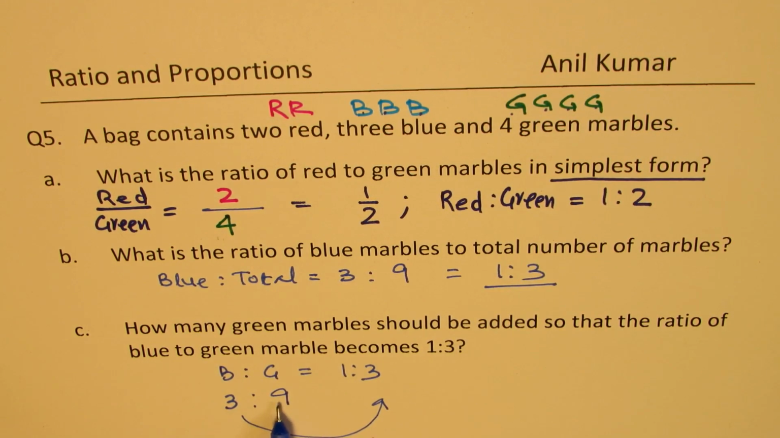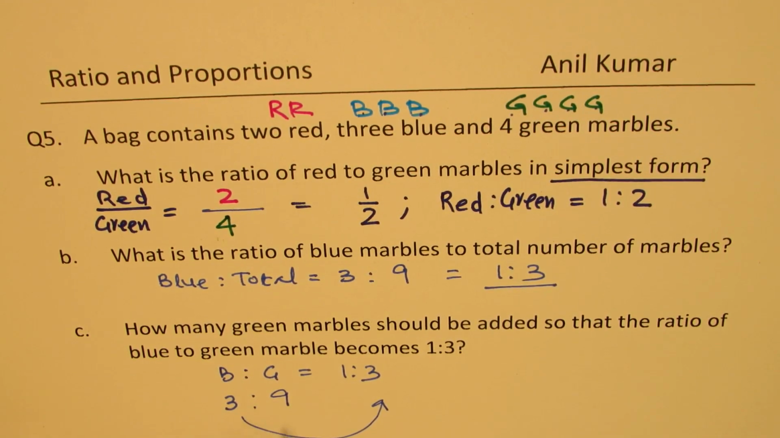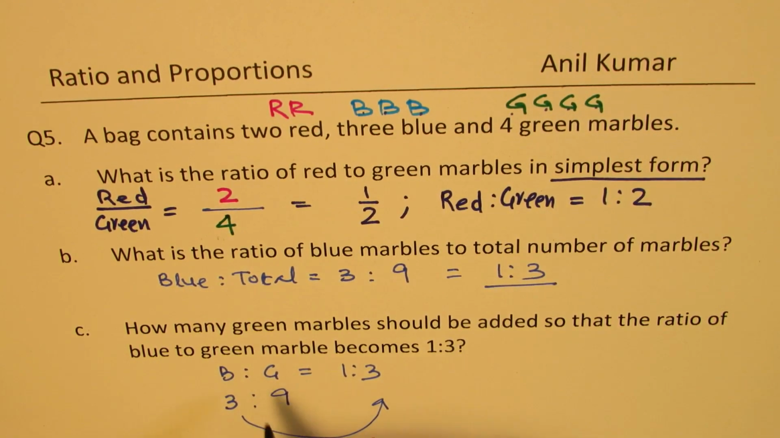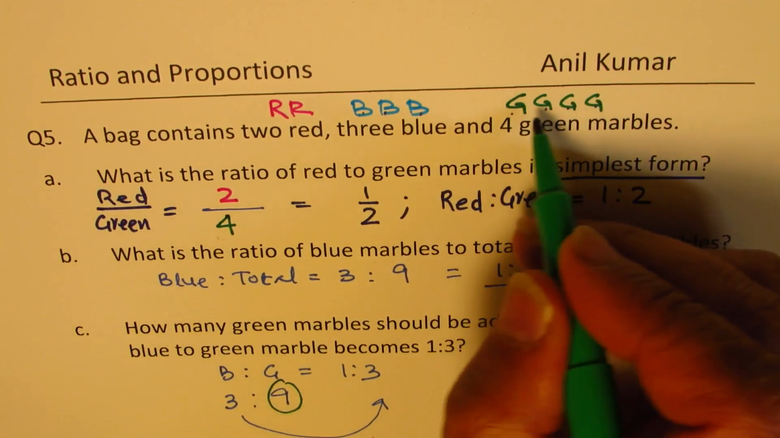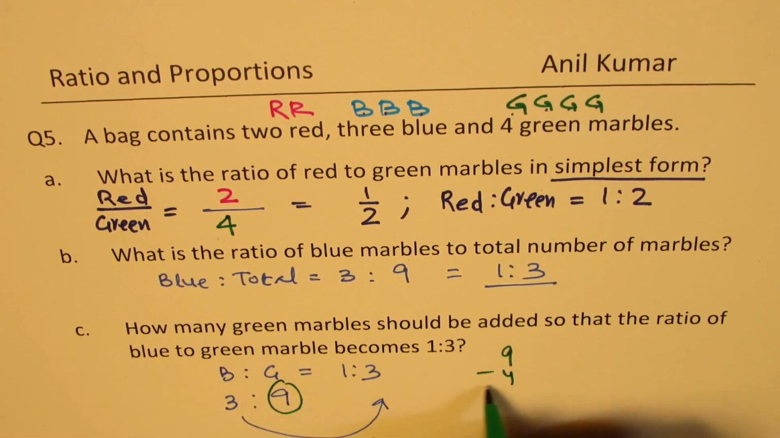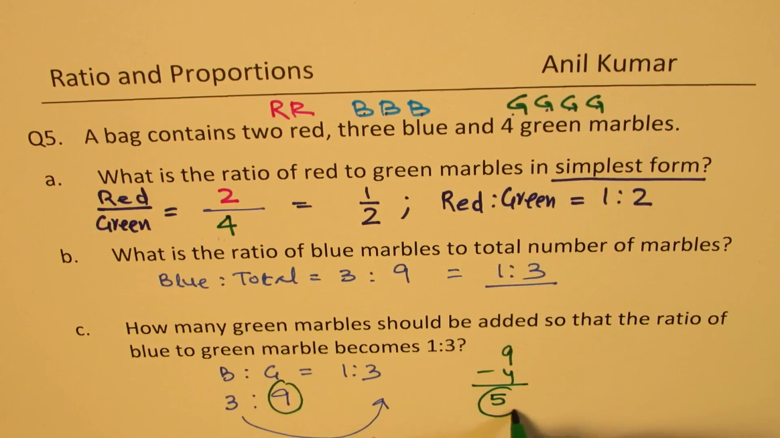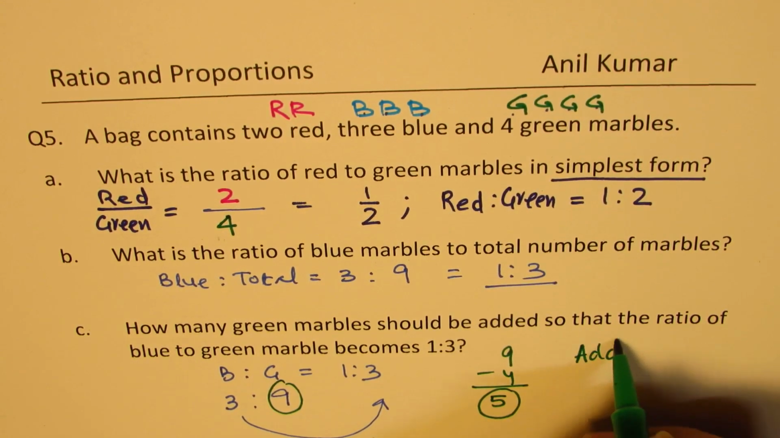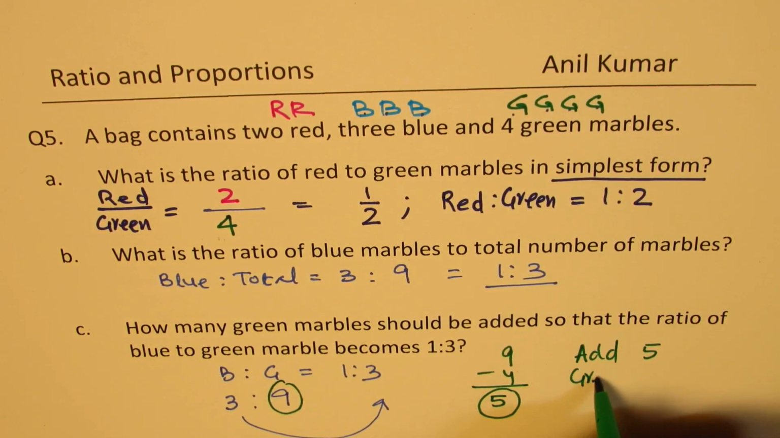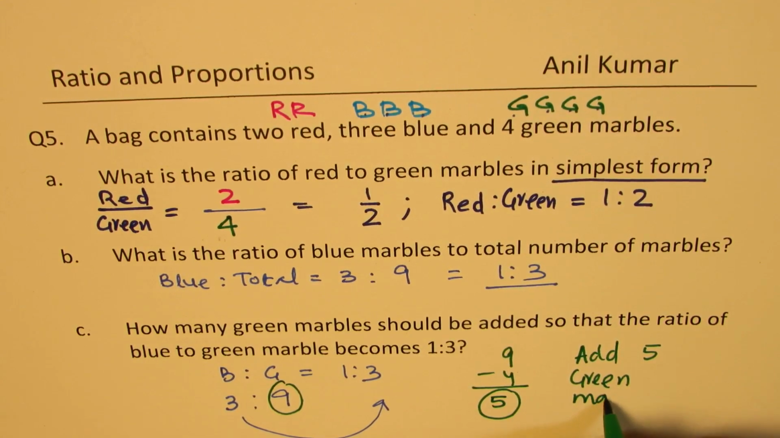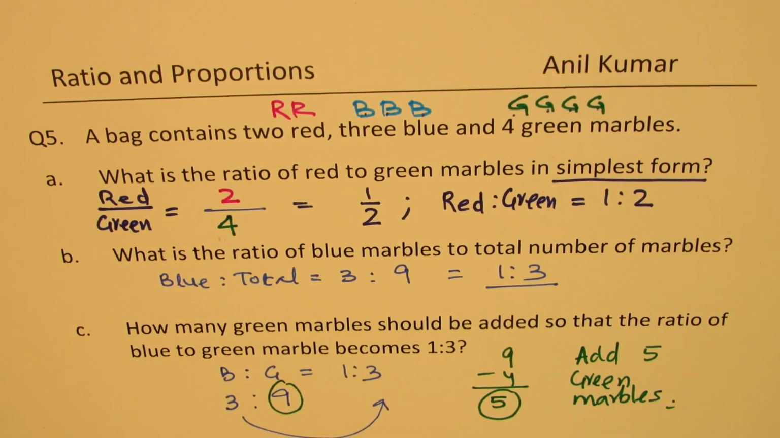So 3 times 3 is 9. So to get 9 green, we already have 4. So 9 minus 4 gives us 5, right? So we have to add 5 green marbles. Is that clear? So that is how you're going to answer this question.